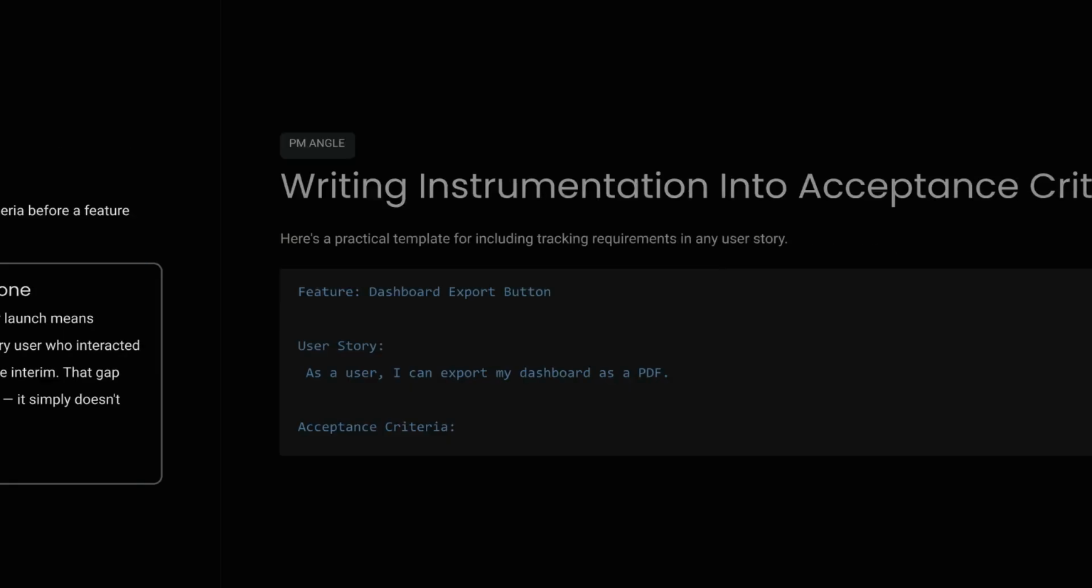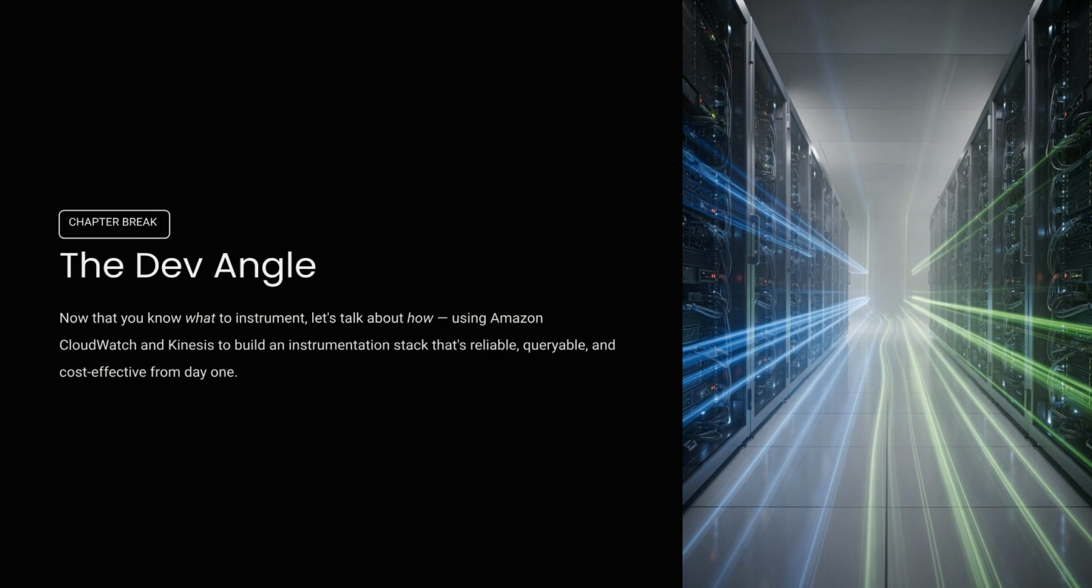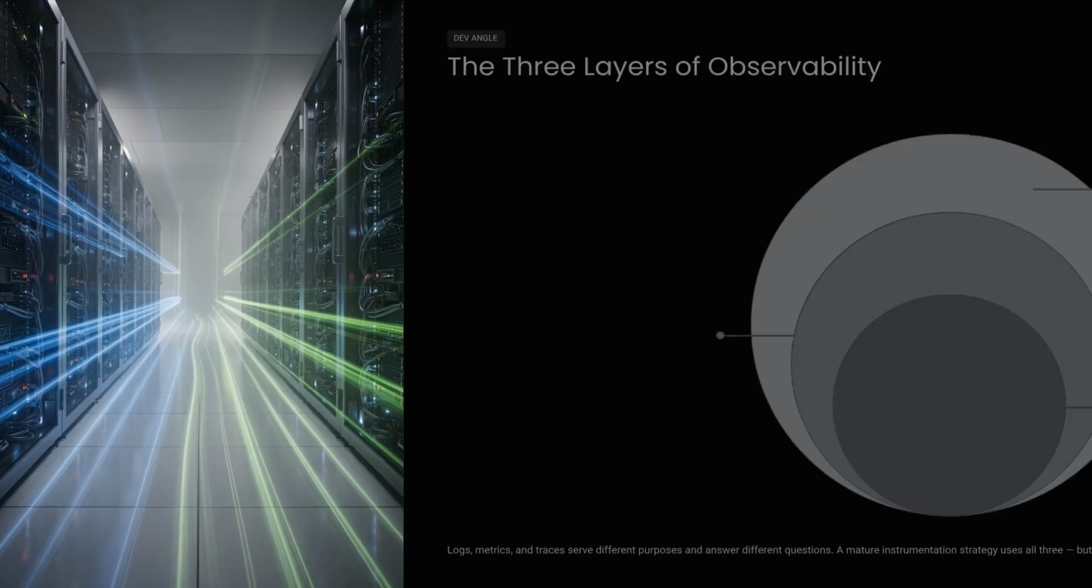in your historical data. Here is a practical template for including tracking requirements in any user story, ensuring the event names and properties are defined within the acceptance criteria. Now that we know what to instrument, let's look at the dev angle. We'll explore how to build a reliable, queryable, and cost-effective instrumentation stack using Amazon CloudWatch and Kinesis.